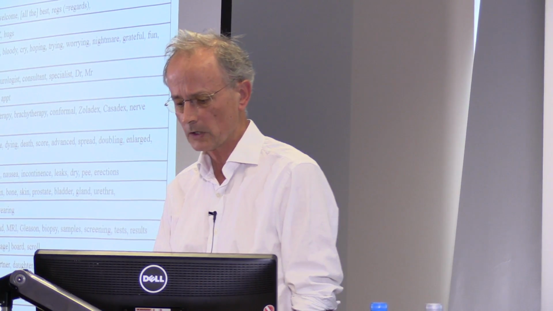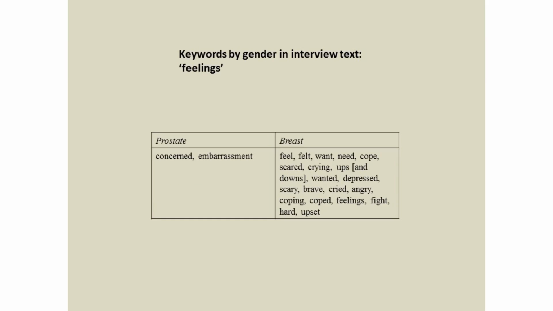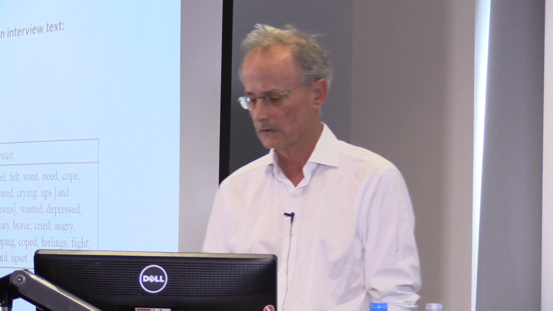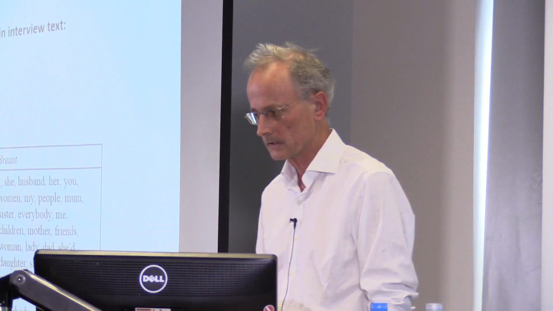Then the software allows you to compare prostate and breast. What this shows is that support words are much more common in the breast cancer text than in the prostate cancer text. With feelings words, there's a much greater range of feelings and a rather different vocabulary in the breast cancer text compared to the prostate cancer text, where men are concerned and embarrassed, regards. In the breast cancer text, there's a huge range of much more dramatic emotions going on. And in terms of people, you have a huge range of people. So you can use these brief summaries to hop to the original context in which these words are used, to very rapidly portray gender differences in the way in which people experience illness.